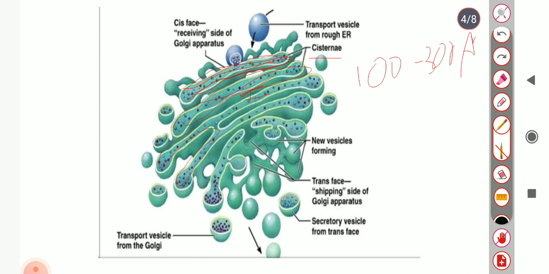The Golgi apparatus contains two faces, convex face or concave face. Convex side is also called forming face or cis face. This is the cis face of the Golgi apparatus. And the concave side of the apparatus is known as maturing face or trans face. This is the concave side of the apparatus, and this is convex.